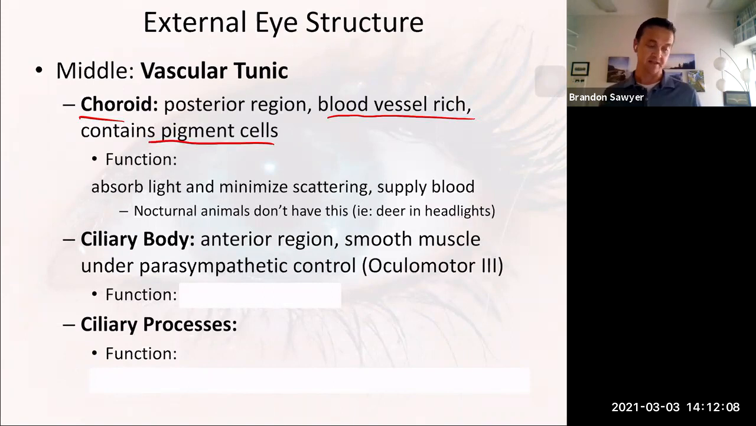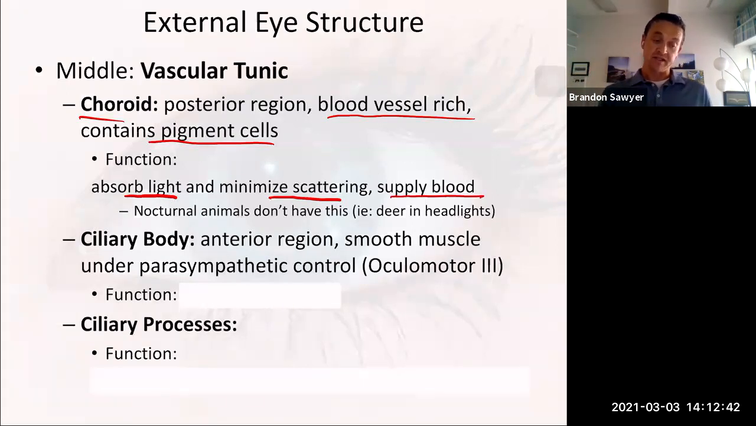And so the function of that is, number one, the pigment cells help us to absorb light and minimize scattering of the light that comes in. You'll see this in lab when you dissect the eyeball coming up soon. You're going to dissect a cow eyeball, and you'll open it up and you'll see the choroid inside. It's a cow eyeball, so it looks a little bit different than ours, but we get the light absorption, minimized scattering, and then blood supply being supplied to the rest of the eyeball through this region.